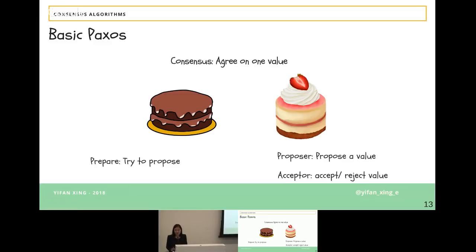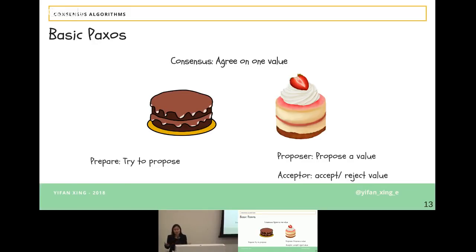Okay, let's talk about basic Paxos. Actually, no, let's forget about Paxos. Let's just talk about cakes. I have a problem choosing between chocolate cake and cheesecake. How many of you have the same problem? Okay, a few. Okay, good.